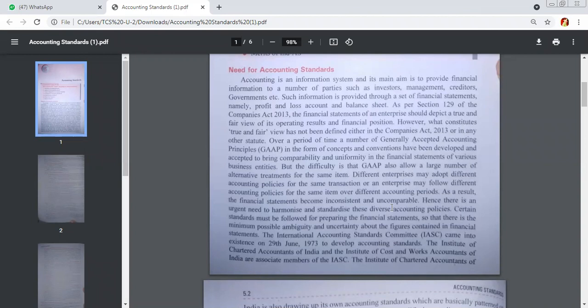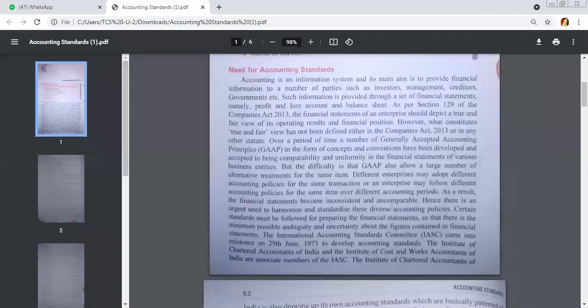So in order to remove all these weak points or limitations, a committee was developed, and that committee has given certain rules, norms and laws to prepare the accounts, and those norms are known as the accounting standards. Let's see what the author has given over here.